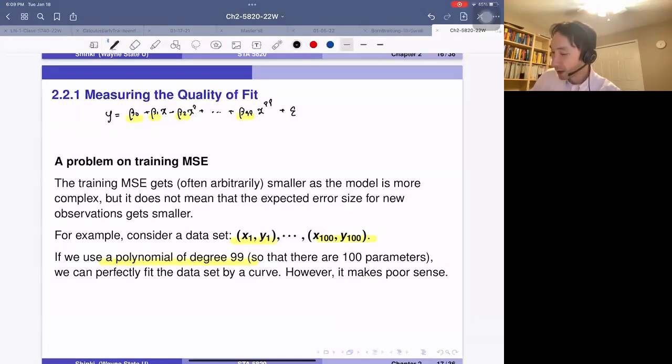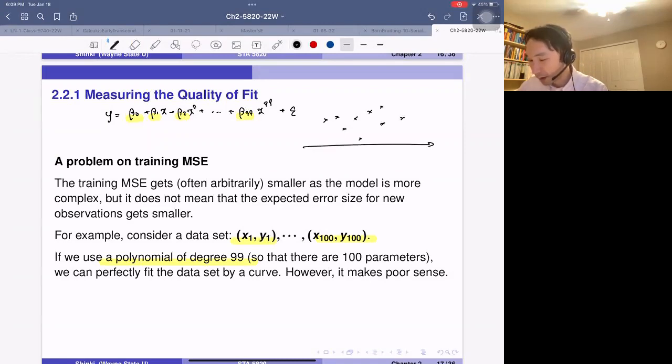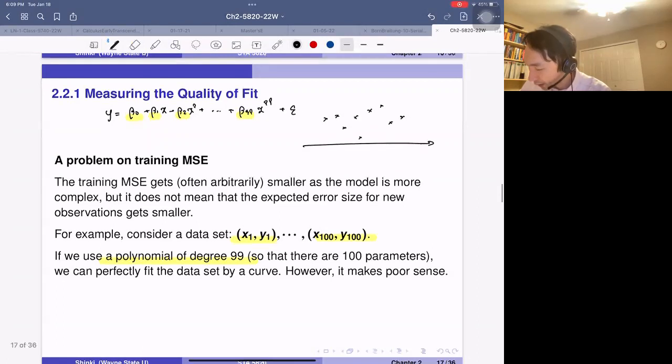So you can think about it, we have 100 observations. 100 may be too much, so I just write 10 observations here. 1, 2, 3, 4, 5. Okay, so 10. Then if we use a 9-degree polynomial, of course we can fit a perfect line like this. But it does not mean the new observation is predicted correctly. So we still have some error. So in this sense, training MSE is problematic. It underestimates the error size.